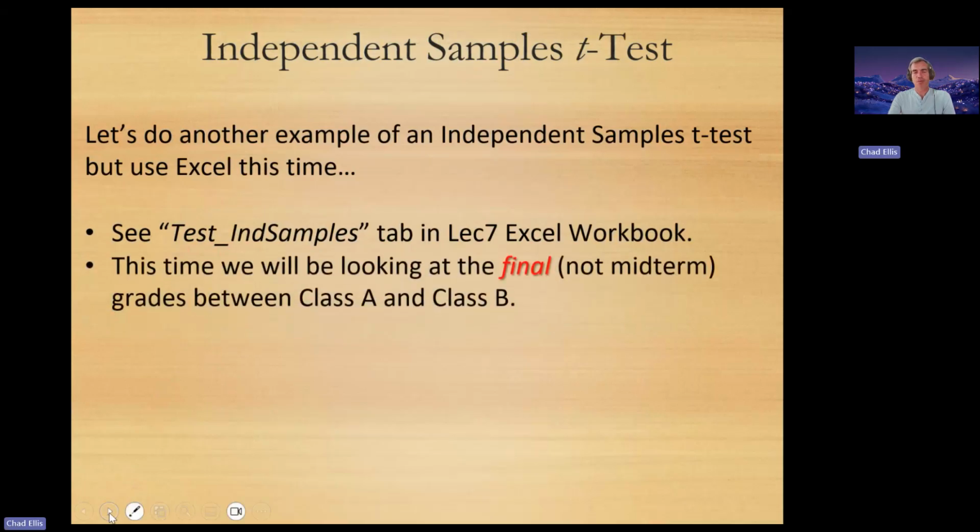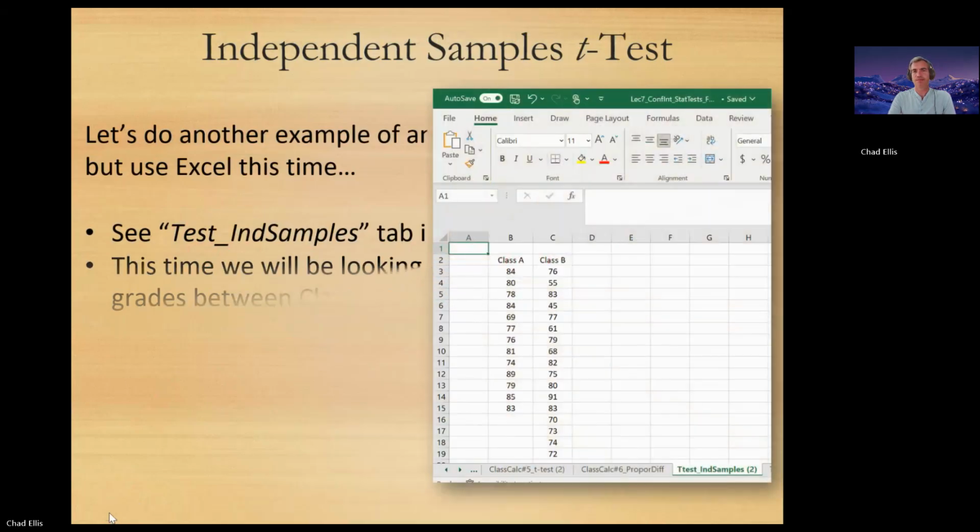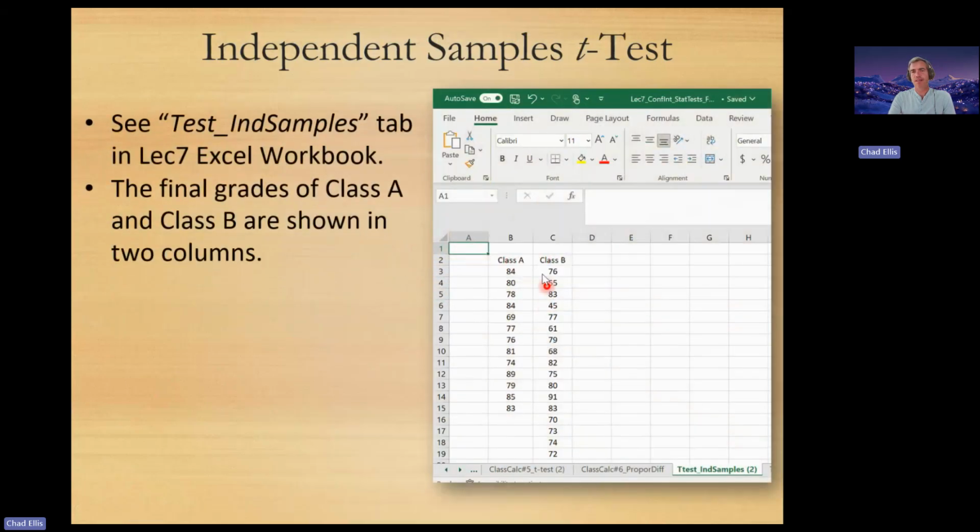So now instead of the midterm grades, we're going to be looking at the final grades between Class A and Class B for this example. So here's the data, right? Just a simple data set. Here are the final grades for Class A, and here are the grades in percentage for Class B in those two columns.